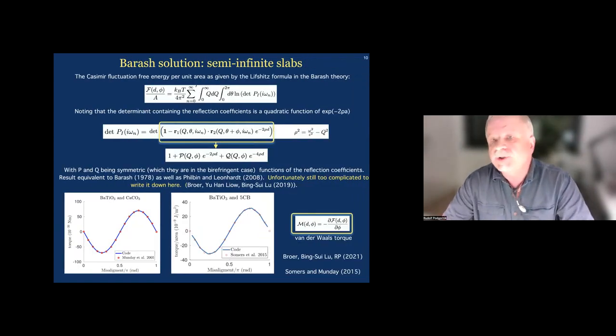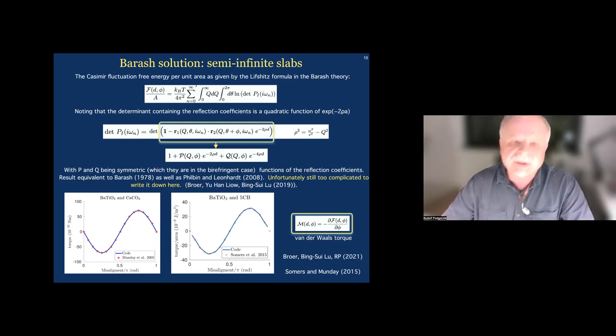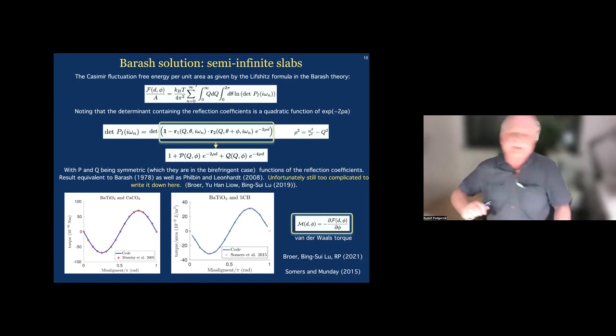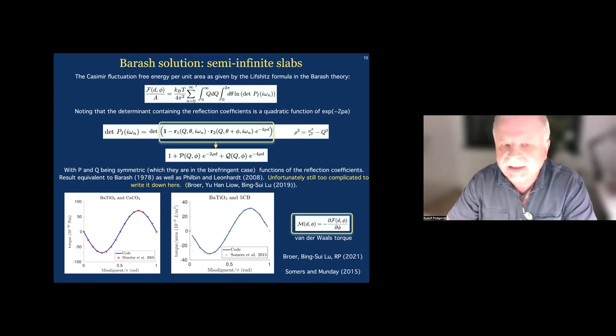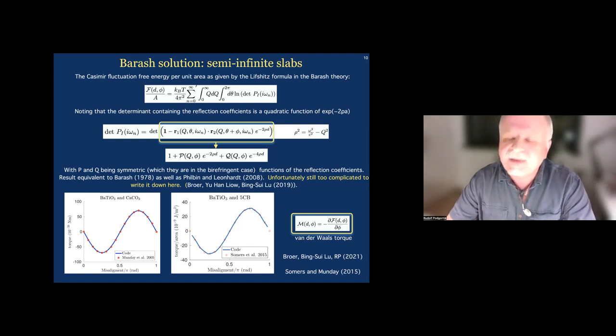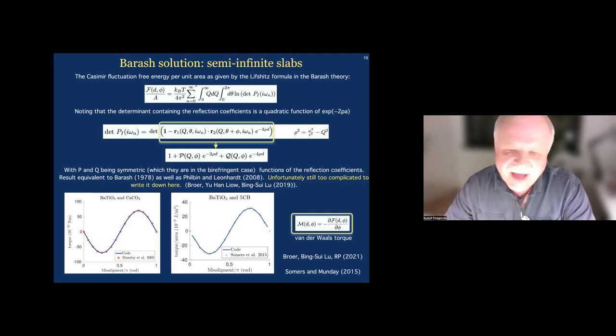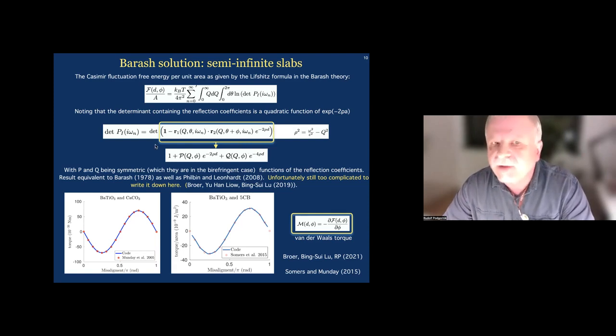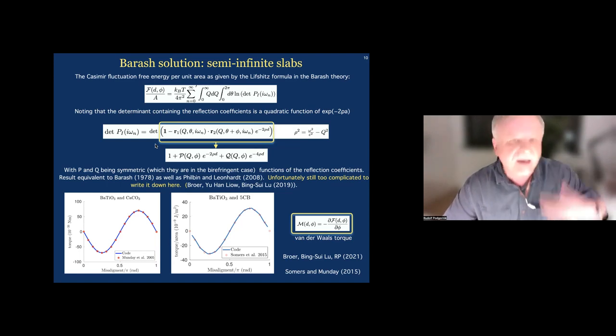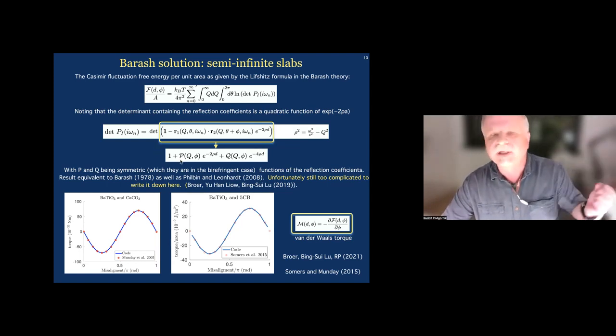Now, does this approach give the same result as the Barash approach? You would say, well, you calculate both of them and you see whether they are identical or not. Well, it's not so easy, actually. There were people like Philbin and Leonhardt in 2008 who applied a different methodology and got a different result that they were not able to show analytically is equal to the Barash result, but is equal numerically. Winant and Bingsui Lu were able in 2019 to show analytically that what you get from the propagator matrix formalism and eigenvalue solution is exactly equivalent to the Barash solution.